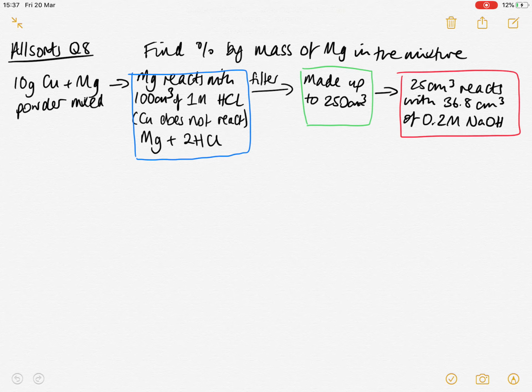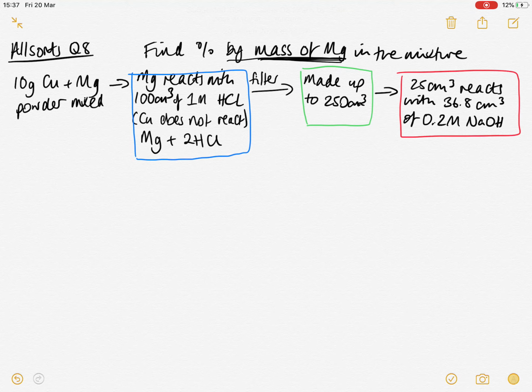The resulting solution is made up to 250 centimetres cubed with water, and then they take out a portion of that and they react it with some sodium hydroxide. The question is asking us to find the percentage by mass of magnesium in the mixture, so it's the mass of magnesium that we're aiming to find out from this.